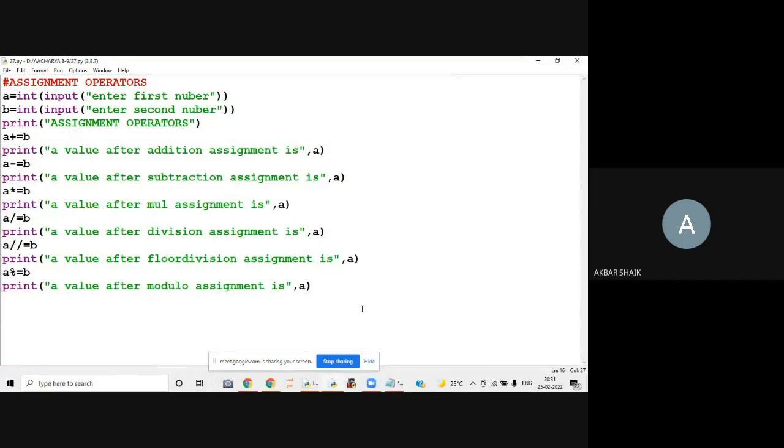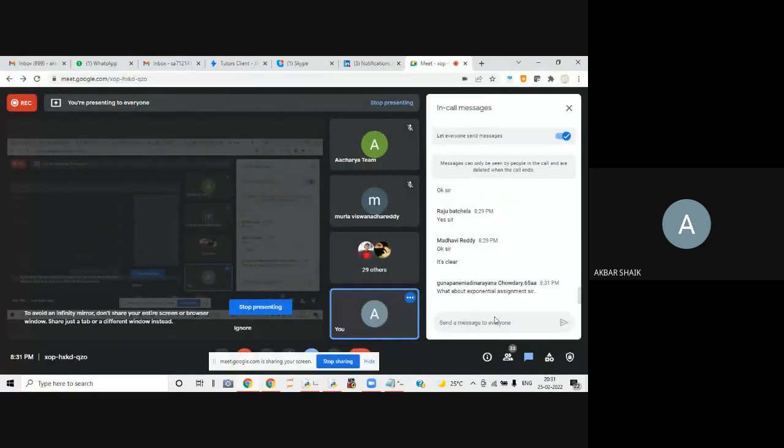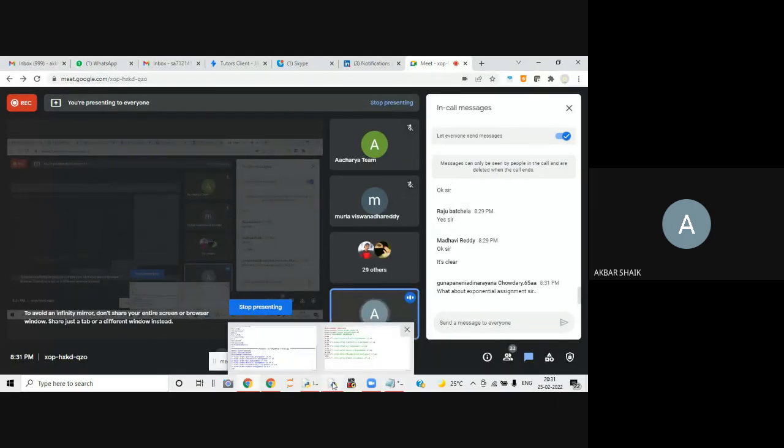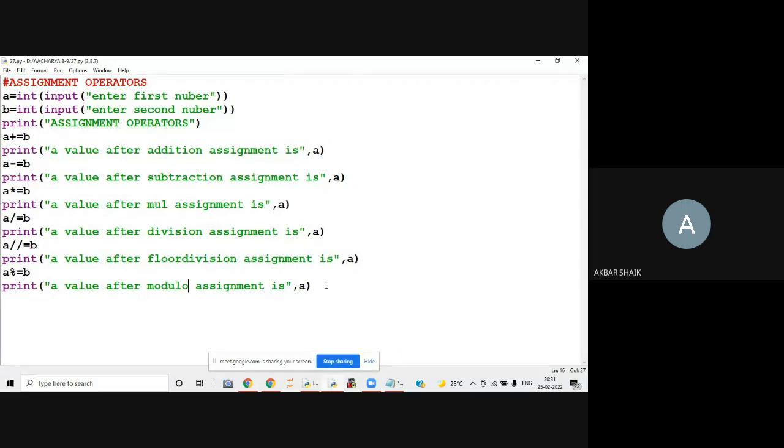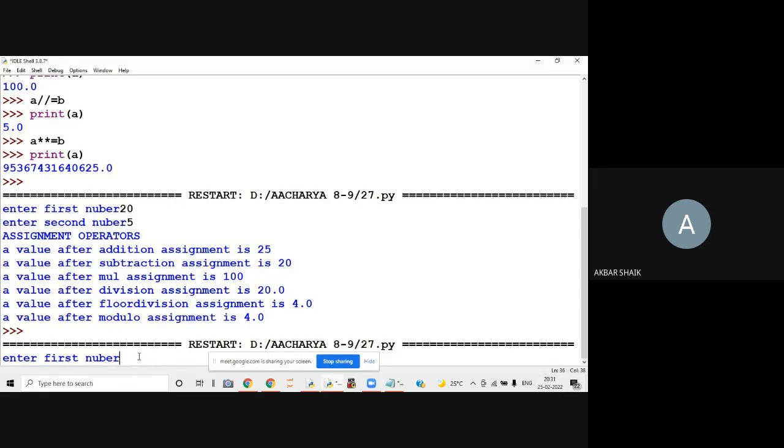Is it fine? Did all of you understand this program? Any doubts? Yes, you can write exponential assignment also if you want, no problem. Otherwise, I'll add it here: A double star equals B, after exponential assignment. I'm giving some small values so that you can understand better.